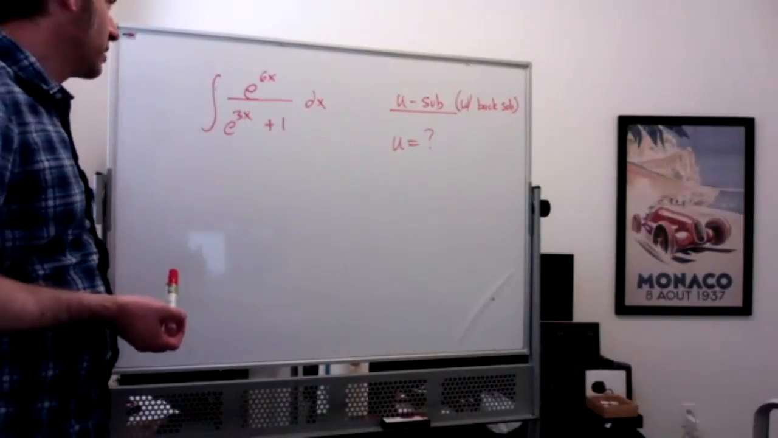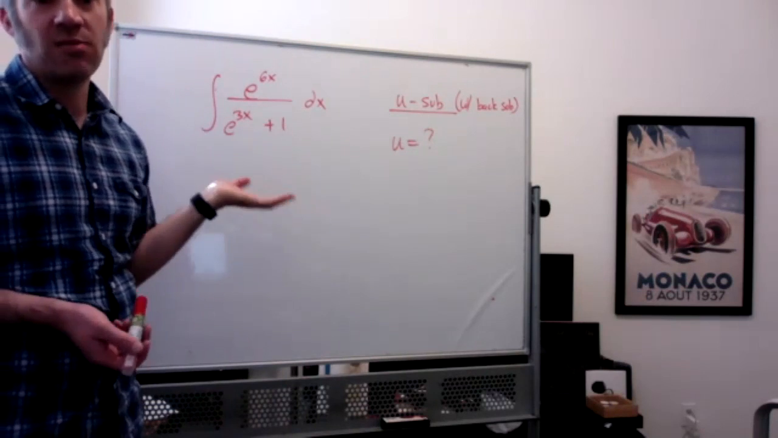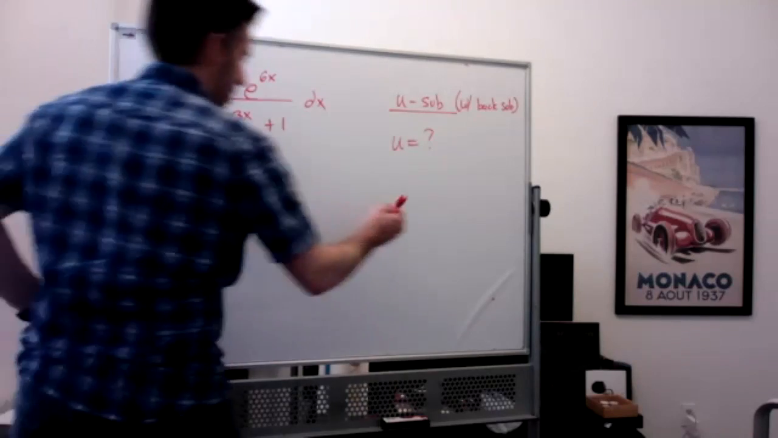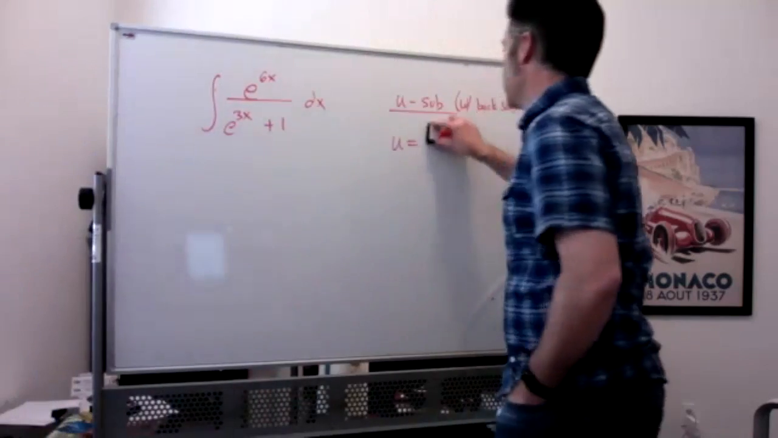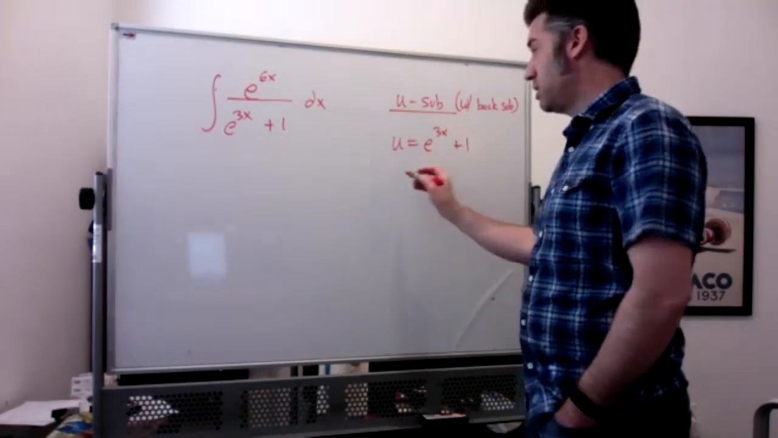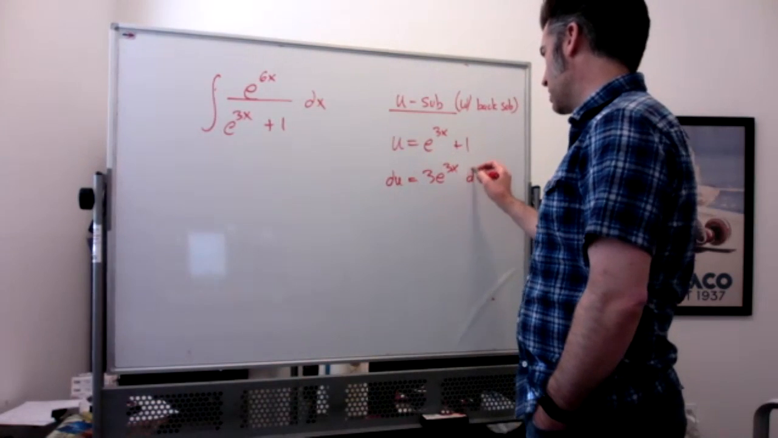So this problem, the integral of e to the 6x over e to the 3x plus 1. And this is similar to the quiz question, but not exactly the same. We're going to let u equal e to the 3x plus 1. And our du is going to be 3e to the 3x dx.